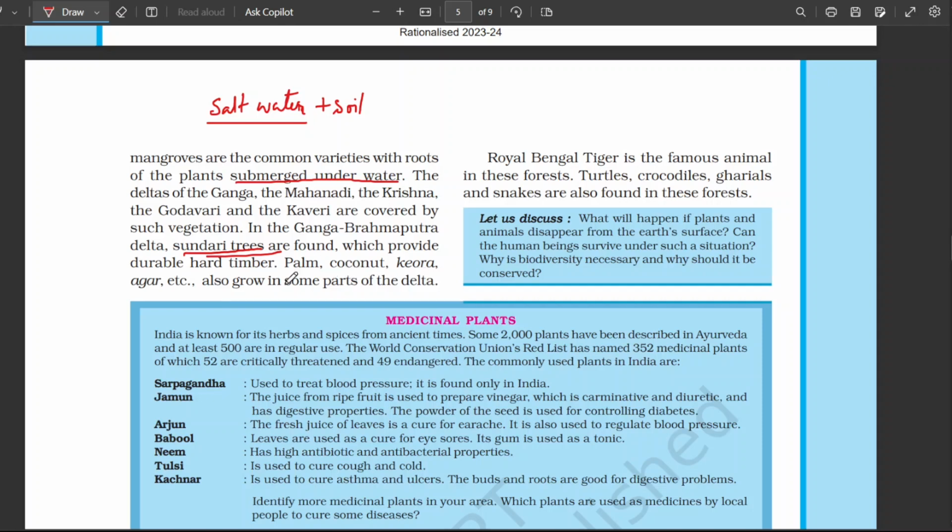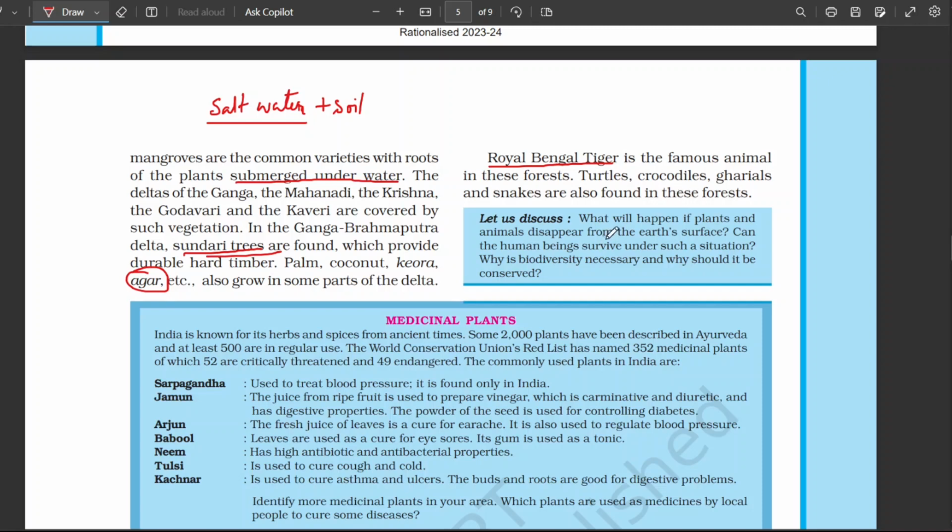Palm, coconut, keora, agar, etc. are also grown in some parts of the delta. So some of the plants are durable hard sundari trees. They're important. Royal Bengal tiger is a famous animal. Sundarban again. In these forests, turtles, crocodiles, gharials and snakes are also found.